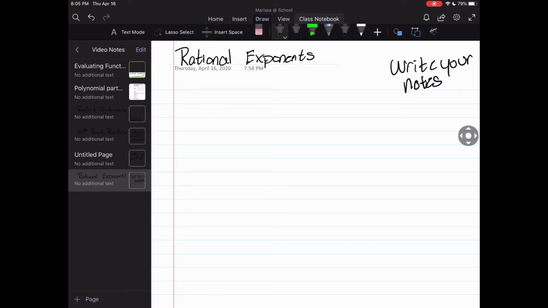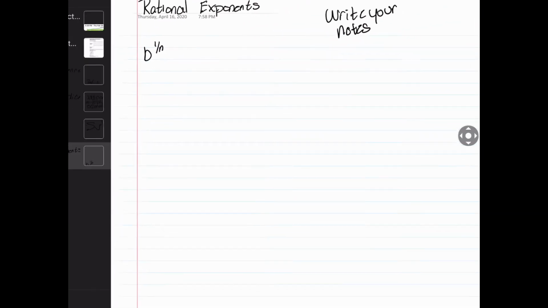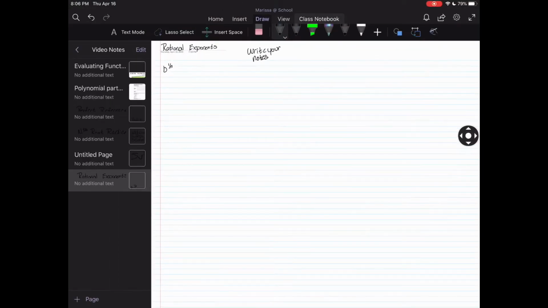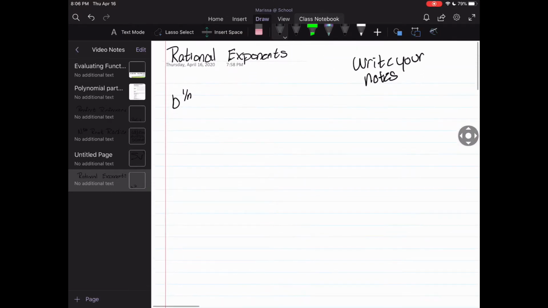That being said, what a rational exponent is, like normal, we're going to start with some definitions or laws. So the first one is if I have b to the 1 over n power, that is the same thing as writing it as, let me zoom back in here, is equal to the nth root of b. If you're wondering where that 1 went to, that 1 is now right there.